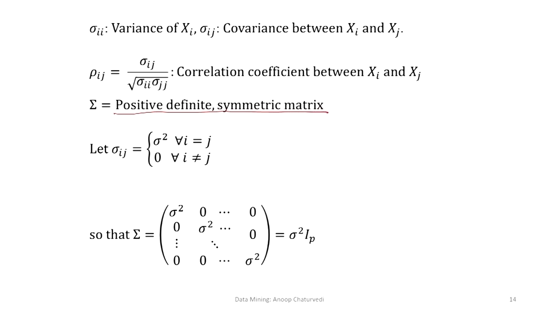Now, suppose we take sigma ij equal to sigma square for all i equal to j and 0 for all i not equal to j. Then capital sigma is equal to, in the diagonal you have sigma square, all the off diagonal elements are equal to 0. So, ultimately you can write the variance covariance matrix in the form sigma square I p.